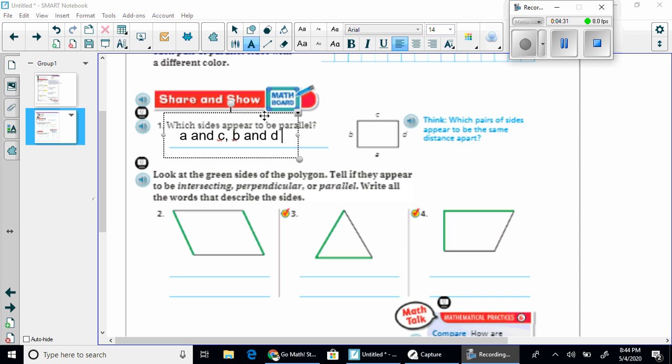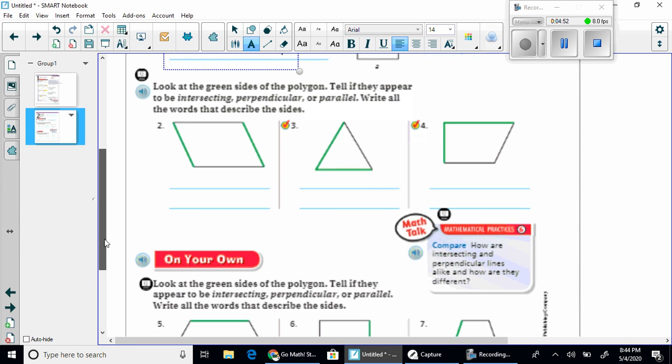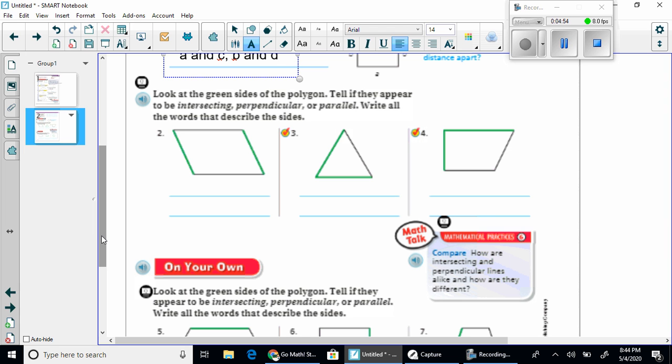Okay, so again, A and C are parallel to each other. They will never cross. They do not form any angles, and they're the same distance apart. And then same with B and D. Okay? All right, so numbers 2, 3, and 4 are going to be asking you questions about different lines, and you're going to determine if they are intersecting, perpendicular, or parallel.